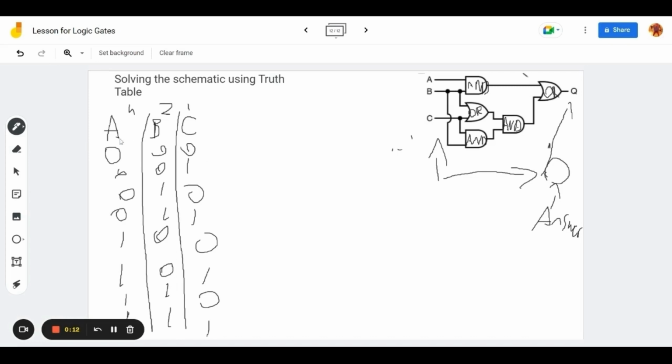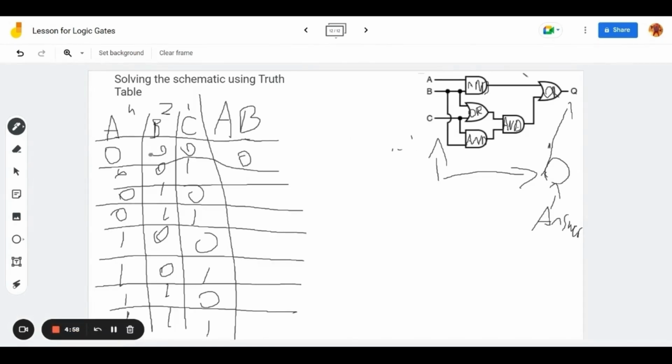The first thing that comes up here is A and B. A and B are being multiplied together. So we just multiply A and B together. 0 times 0 equals 0. 0 times 0 equals 0. 0 times 0 equals 0. 0 times 1 equals 0. 0 times 1 equals 0. 0 times 1 equals 0. 1 times 0 equals 0. 1 times 1 equals 1. 1 times 1 equals 1.